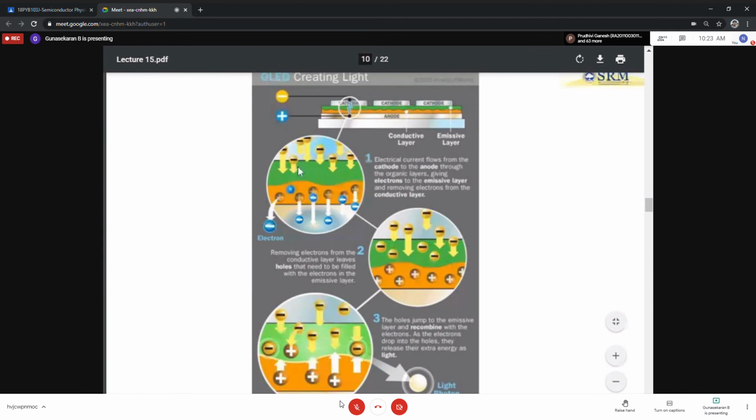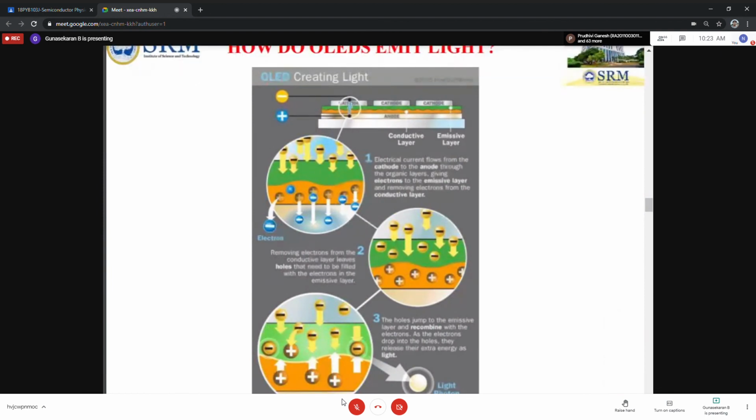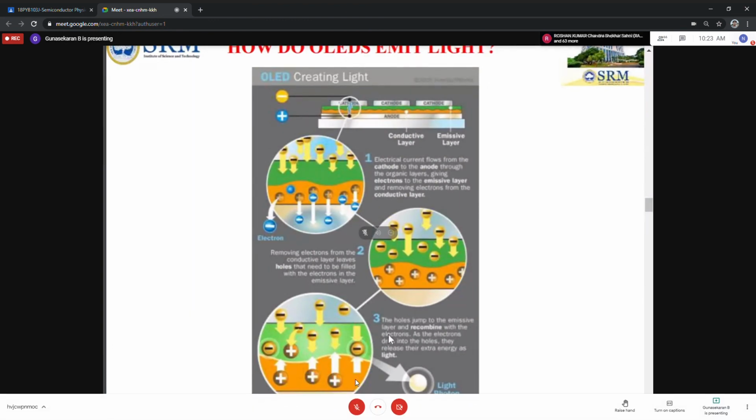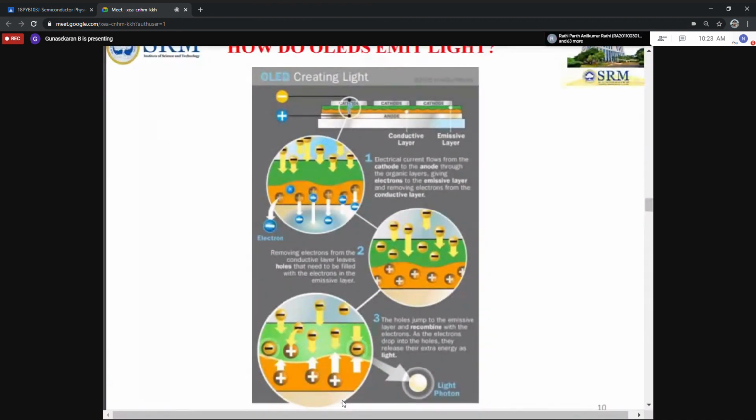these holes jump from the conductive layer to the MC layer. See here, the holes jump to the MC layer, and already in the MC layer, electrons are there. So simply these holes go and recombine with electrons. Due to this electron-hole recombination, a photon of energy, a light energy, is coming.